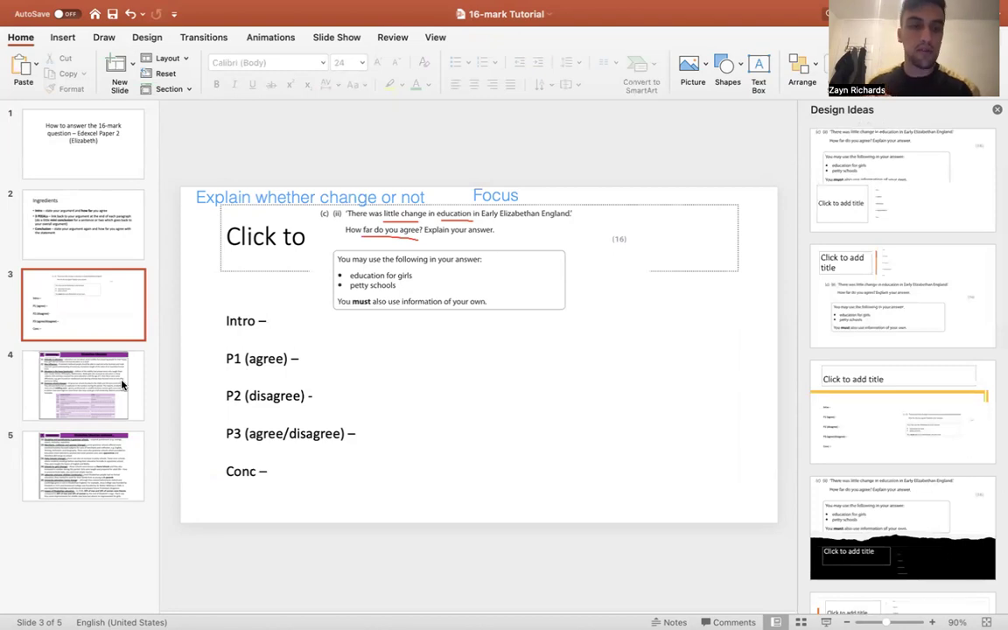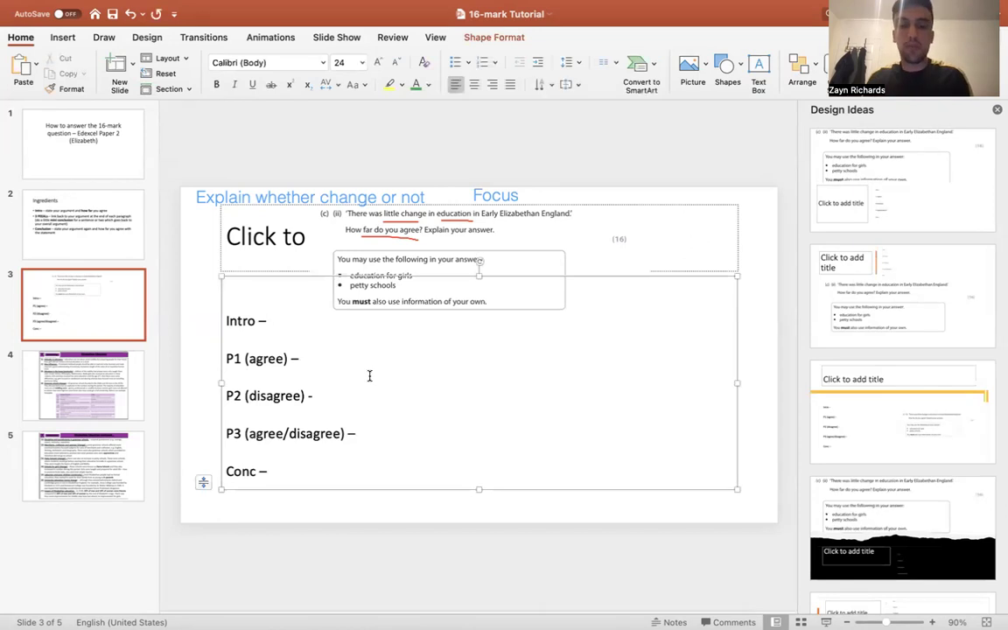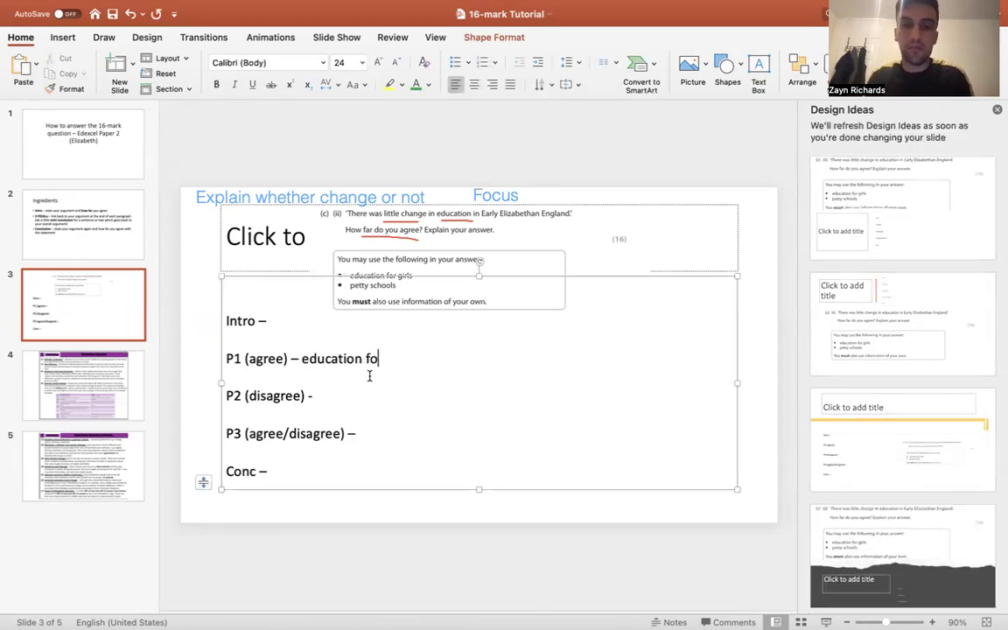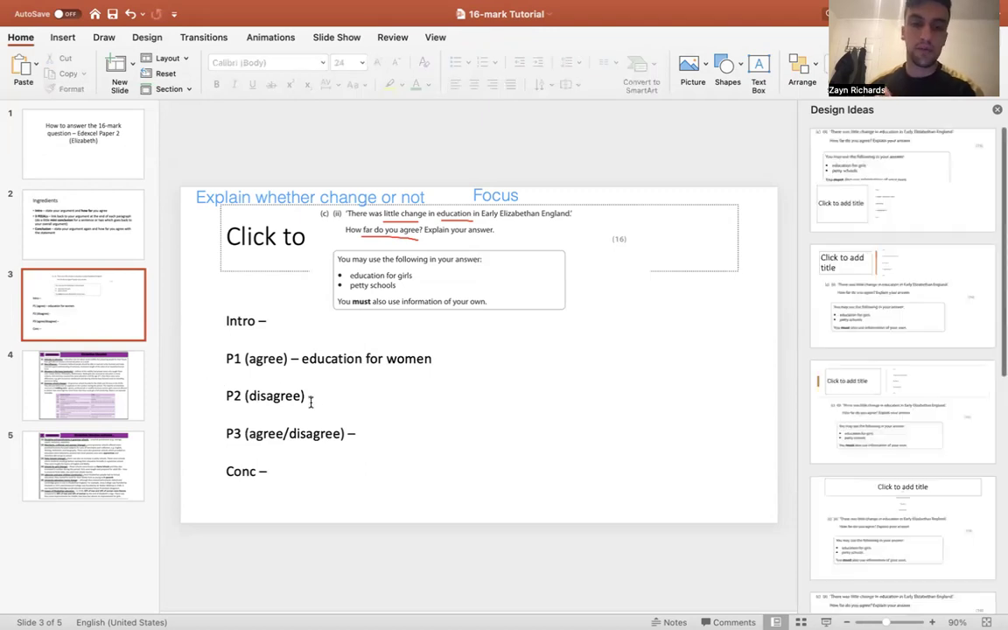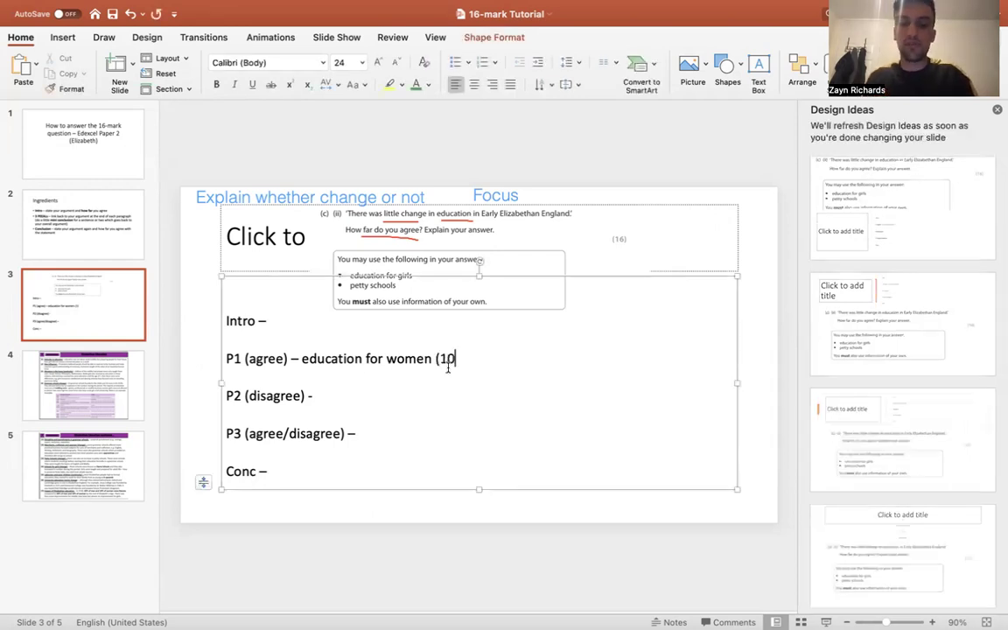So let's have a think then. So the first thing, the examples of little change, I'm probably going to put here education for women is probably going to be my example there. All right. Because that's a classic example of no change. So we've got the fact that literacy rates remain at 10%, the fact that women mainly go to dame schools.